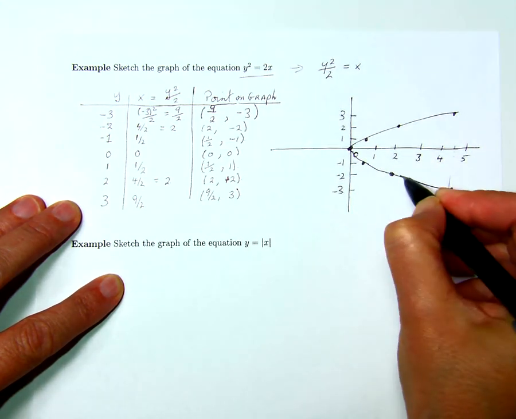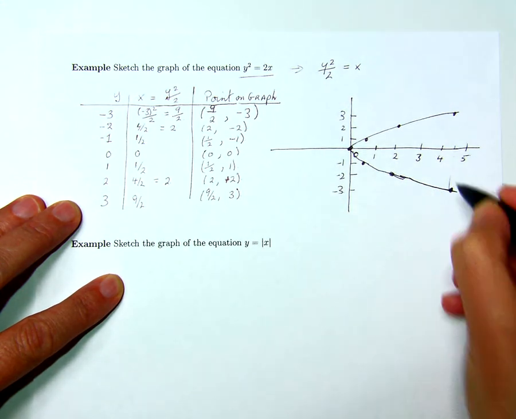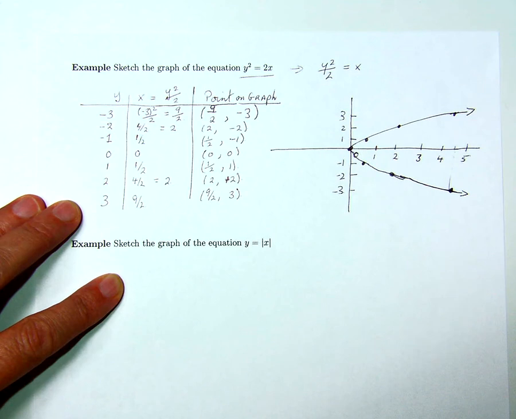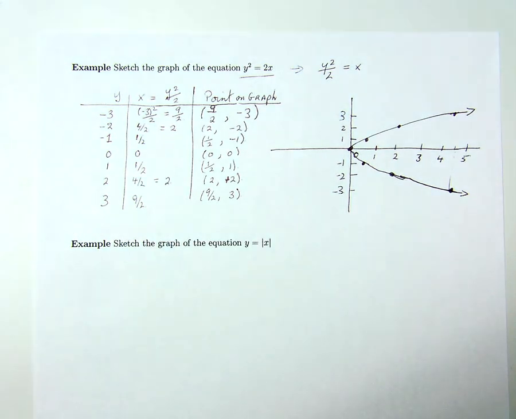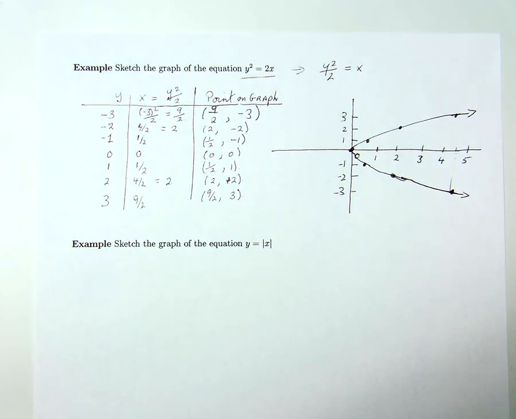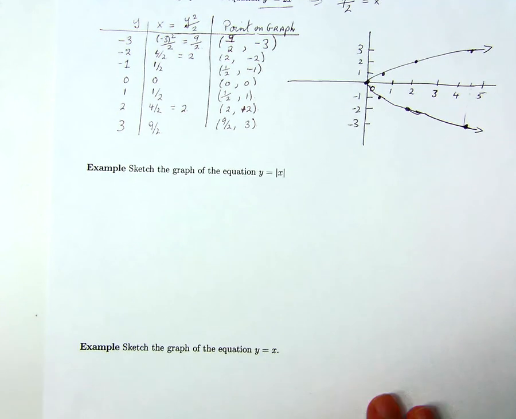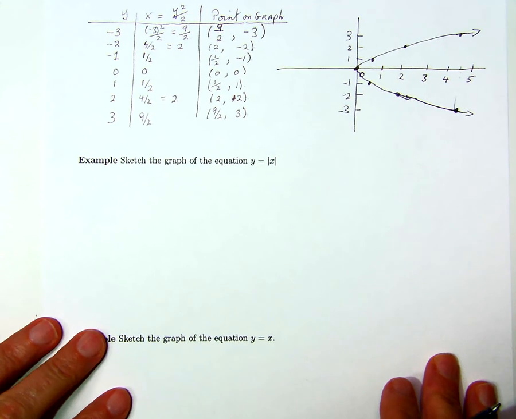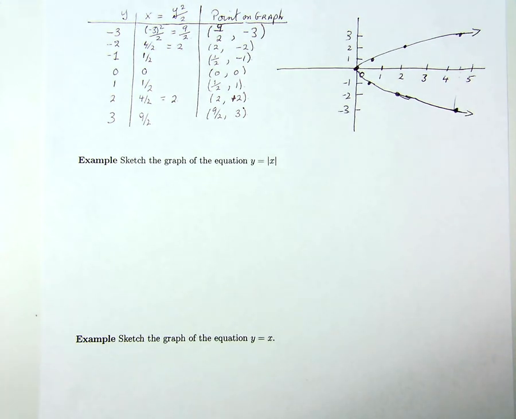And it looks like this. It opens to the right. Now, we assume that it keeps heading off in that direction, but that's something that we really need calculus to figure out what's going on. You should try the next equation, draw a graph, pick a few points, see what's happening, and sketch the graph of the equation, and then look at the next video to see the solution.